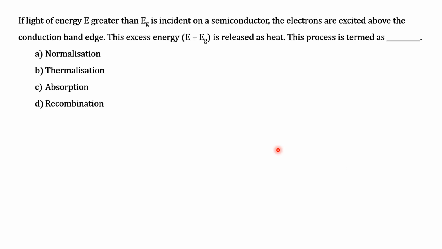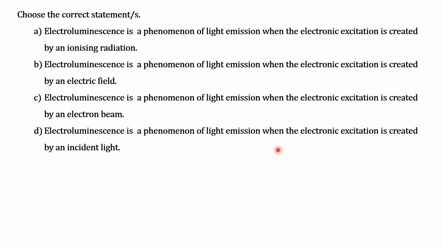So next is, if light of energy E greater than Eg is incident on a semiconductor, electrons are excited above the conduction band edge, and the excess energy will be released as heat. The process by which this heat energy is released is known as, it's a very simple question, I think. Thermalization. Yeah. So is everyone okay with the answer, thermalization? Yes, ma'am. So next is, electroluminescence is a phenomenon of light emission when electronic excitation is created by ionizing radiation. It is created by electric field, electron beam, or by incident light.